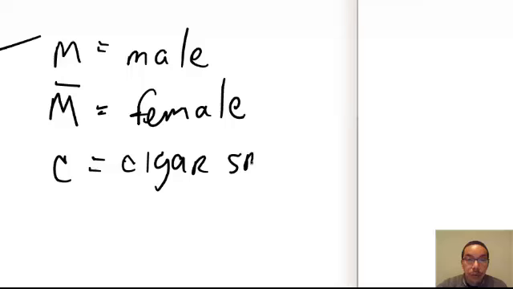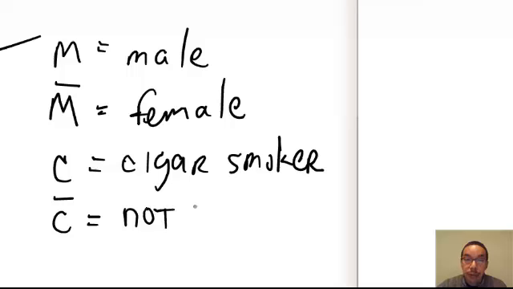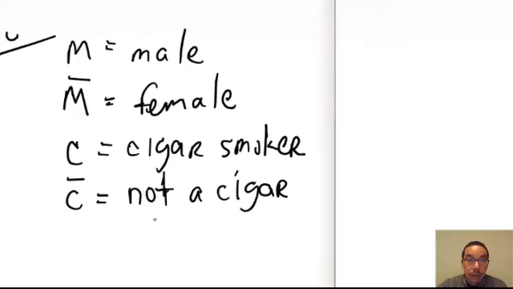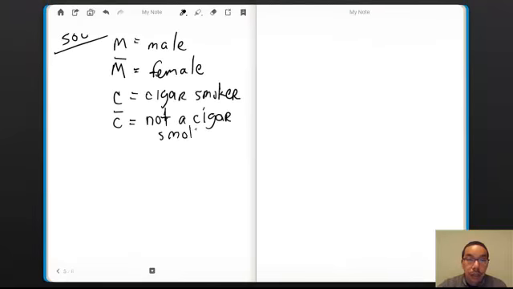Cigar smoker. And let's say C bar, or you could use C prime depending on what you do in your class, is not a cigar smoker. So C bar and M bar are complements of the other events. Not a cigar smoker.